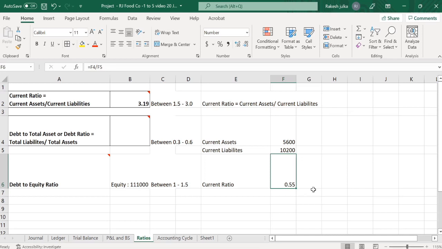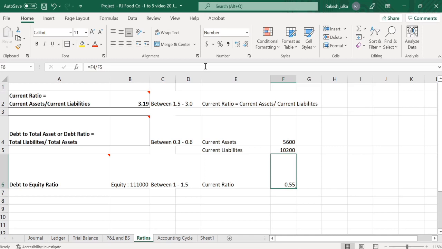Same is the case with organizations. There are a number of organizations that we work with, and we want to know how much is the current ratio, and how much are the other ratios that we have. The first ratio is the current ratio that I have explained with this example.